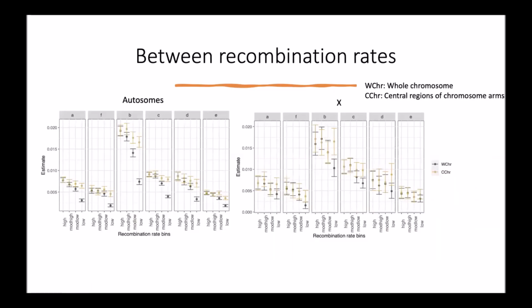Then I come to the recombination rate estimates. I divide my data into 4 bins of recombination from high to low, before excluding the centromeres and telomeres. And the green ones are my whole chromosome estimates. There is a decrease in estimates with the decrease in recombination. But when I exclude the telomeres and centromeres, this association is relatively diminished.